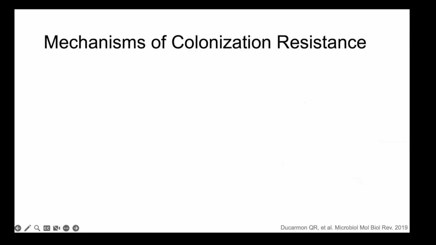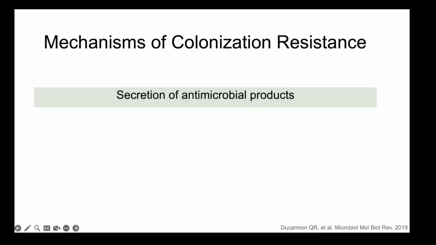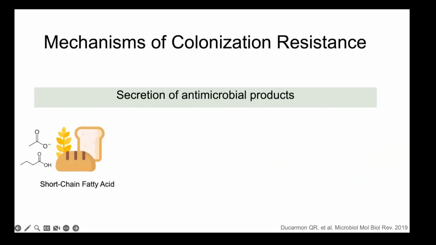So what are some mechanisms of colonization resistance? The first one that I want to touch on is the secretion of antimicrobial products. So these include, as we said, the generation of short chain fatty acids, which can impair growth of pathogenic bacteria by affecting intracellular pH and metabolic functioning. They produce secondary bile acids, which possess antimicrobial properties.